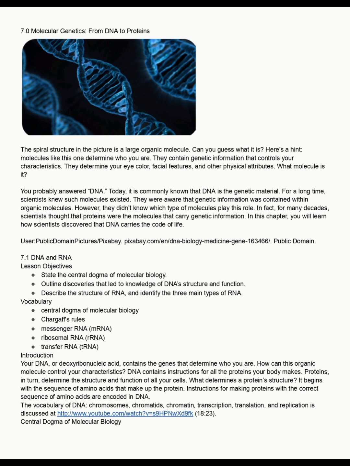Introduction. Your DNA, or deoxyribonucleic acid, contains the genes that determine who you are. How can this organic molecule control your characteristics? DNA contains instructions for all the proteins your body makes. Proteins, in turn, determine the structure and function of all your cells. What determines a protein's structure? It begins with the sequence of amino acids that make up the protein. Instructions for making proteins with the correct sequence of amino acids are encoded in DNA.